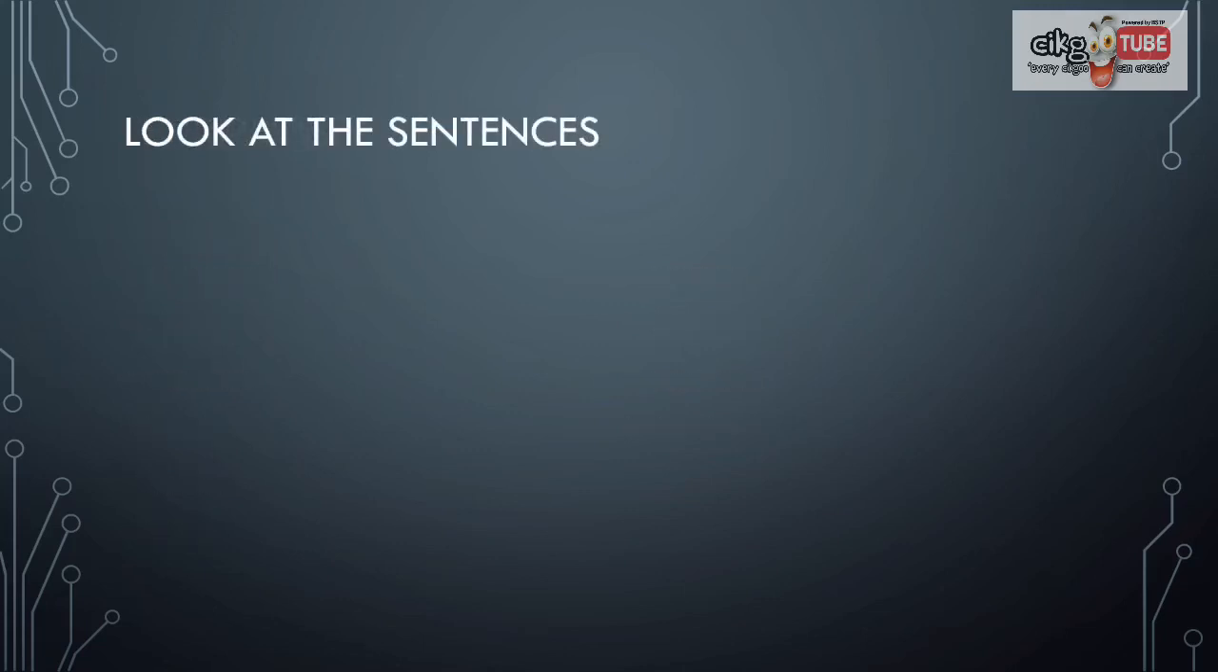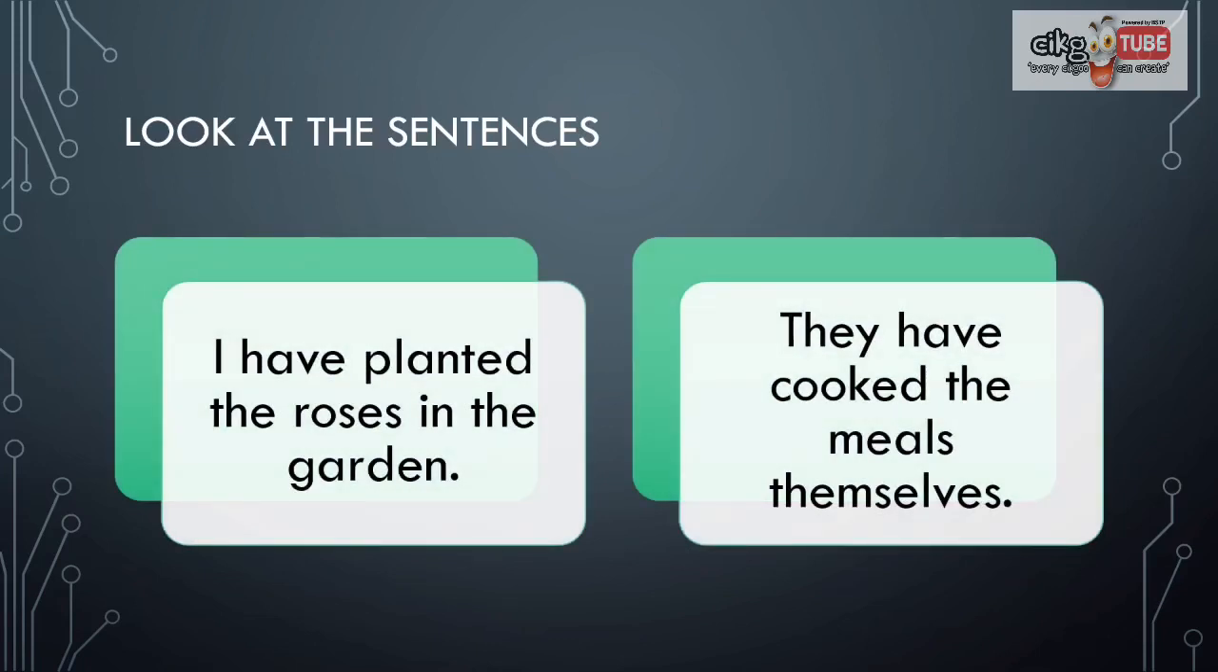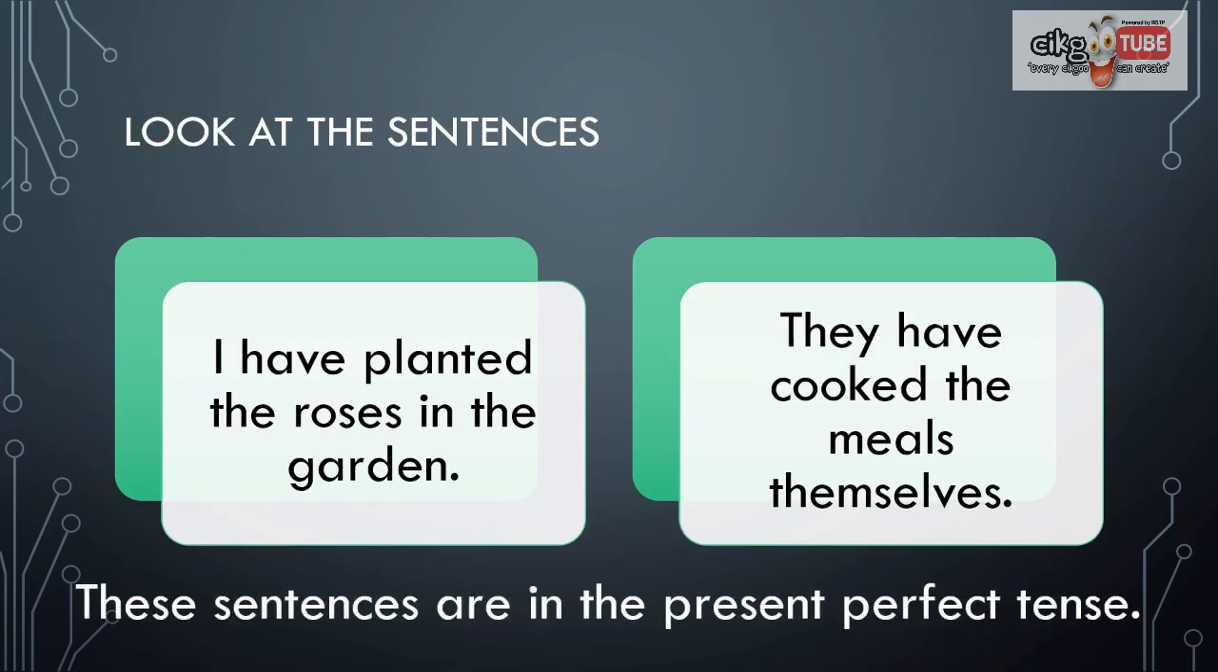Let's get started. I have planted the roses in the garden. They have cooked the meals themselves. Now, the sentences may look like past tense, but it is not. They are actually present perfect tense.